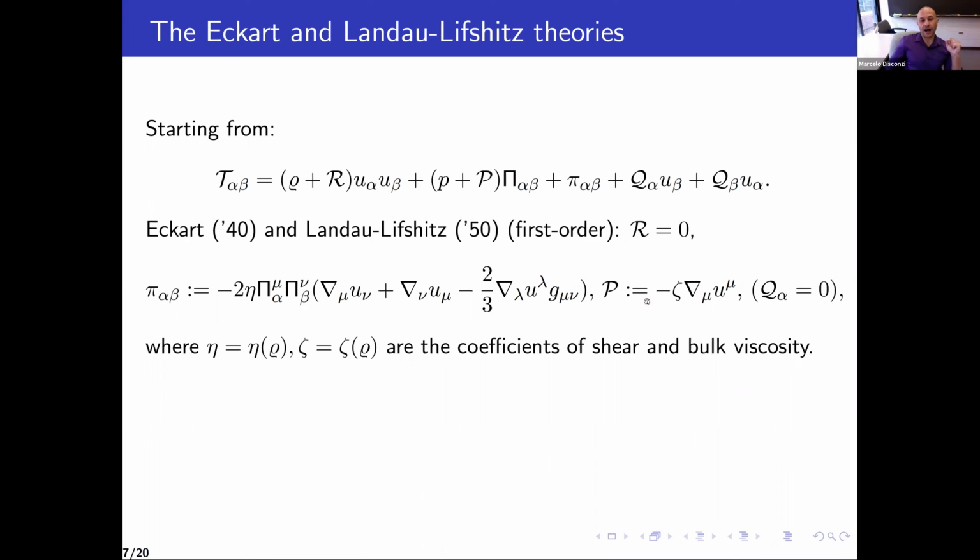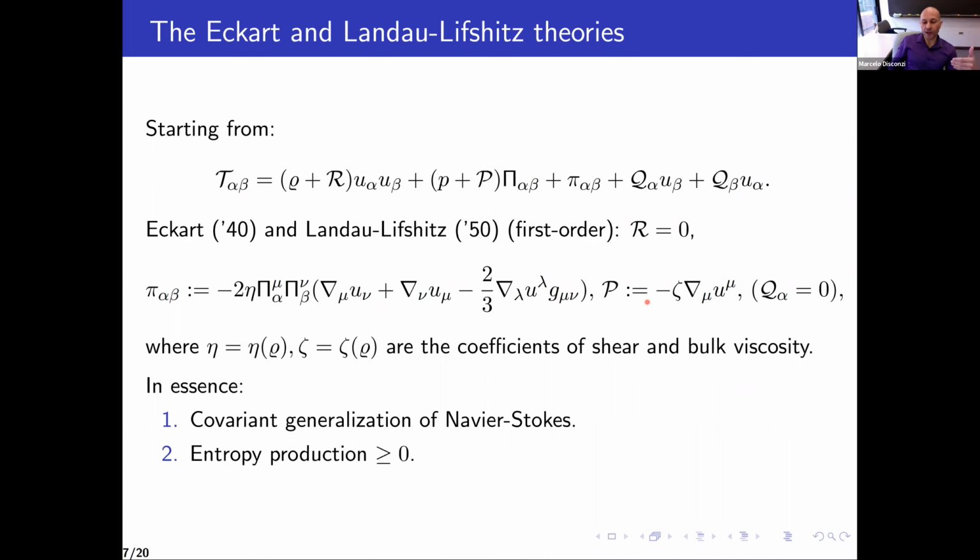So how did these authors arrive at this formulation? In essence, they were looking for a covariant generalization of the Navier-Stokes equations, and they made modeling choices that enforce that the entropy production is non-negative. Okay, so these are two very natural requirements, two very natural things that you could try to construct a theory. But despite it being natural, this does not work.